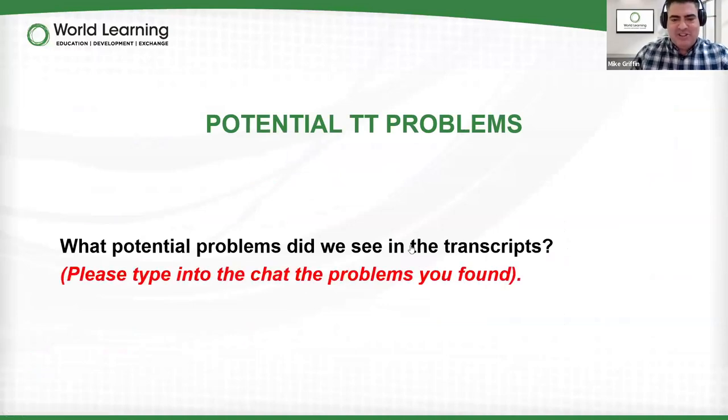Someone wrote oversharing and irrelevant. I think that's a nice explanation of one of them. So what other problems did we see in the transcripts there? Redundant ICQs and CCQs. Not waiting long enough for students to respond. That's really good, Robin. Thank you. That's what I'm talking about with TWT, teacher wait time. So Robin suggests there's a lack of TWT, teacher waiting time.